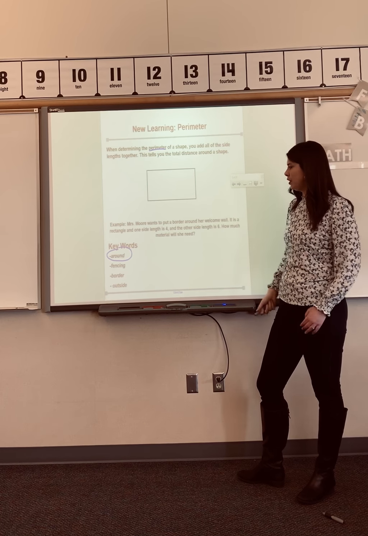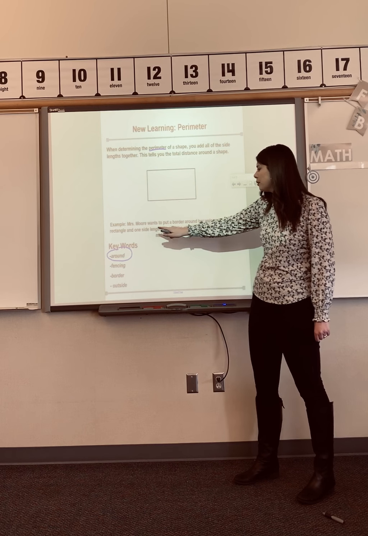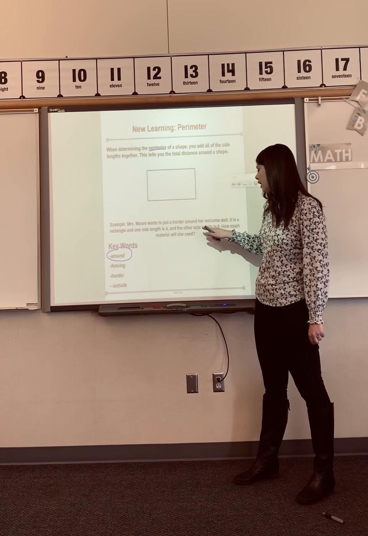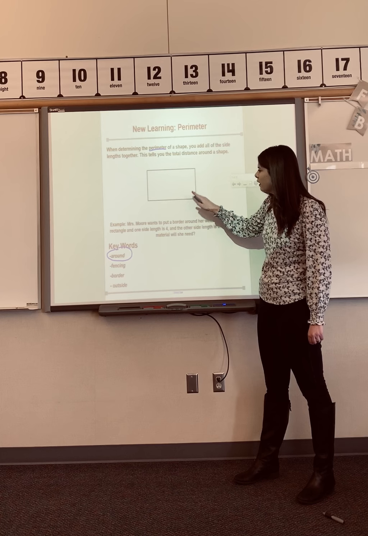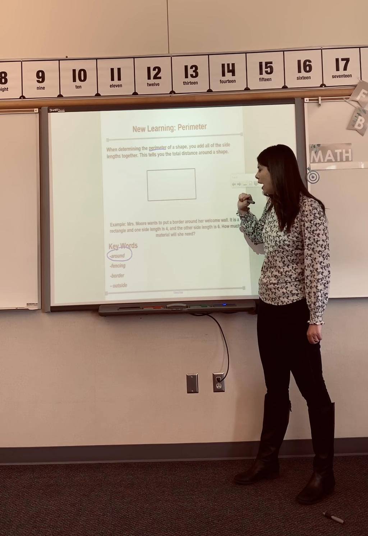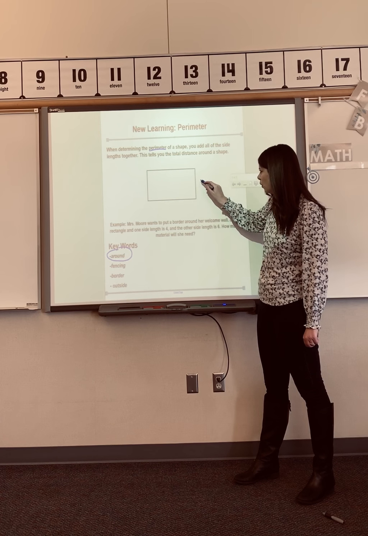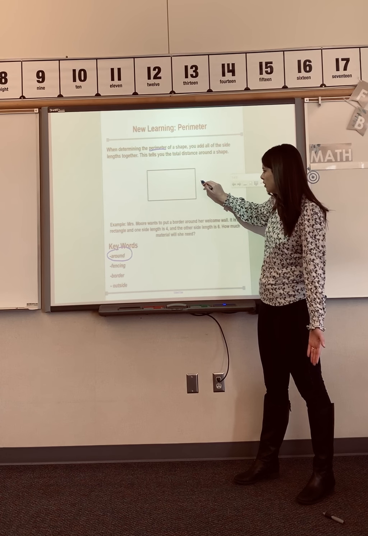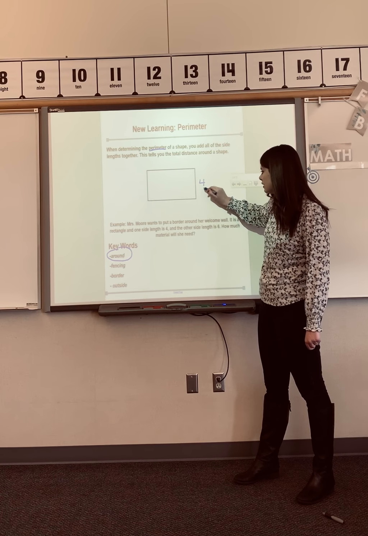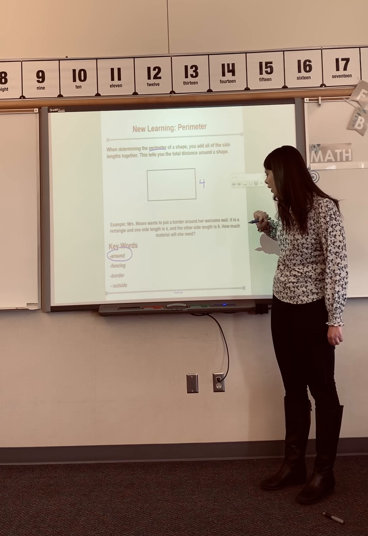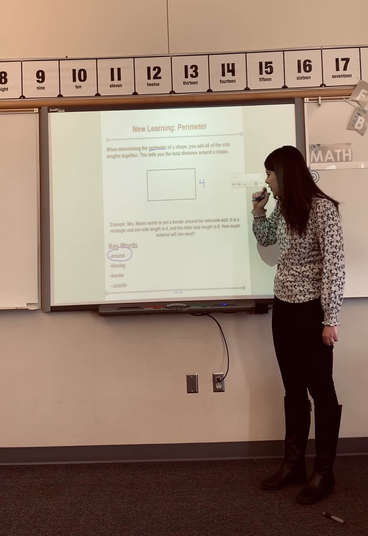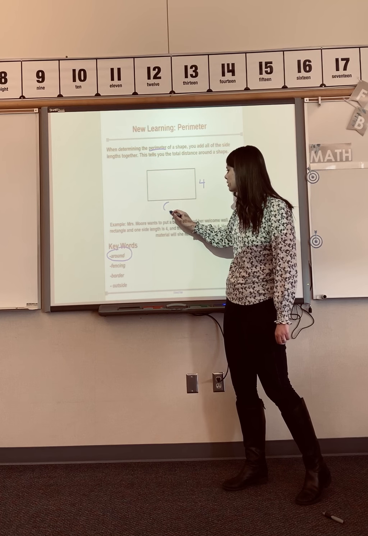Well, let's see how much material I would need. So it's a rectangle, one side length is 4 and the other is 6. Which side length would be 4? Well, I know my width is the shorter side length, and so this side length is shorter. 4 is shorter than 6. So I know that this side would be 4. The other side length is 6, so this would be 6.